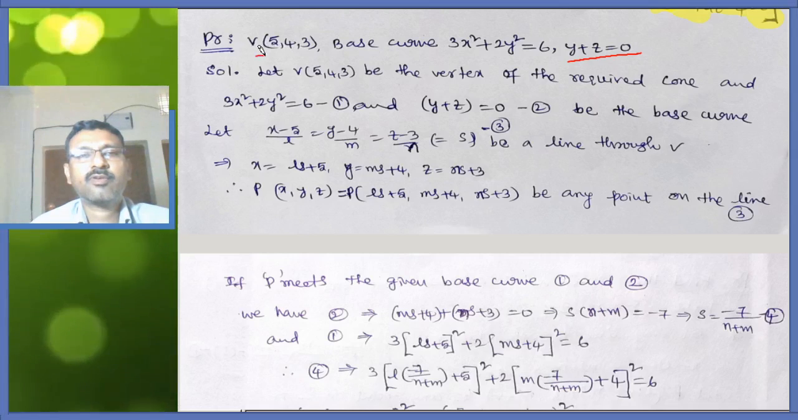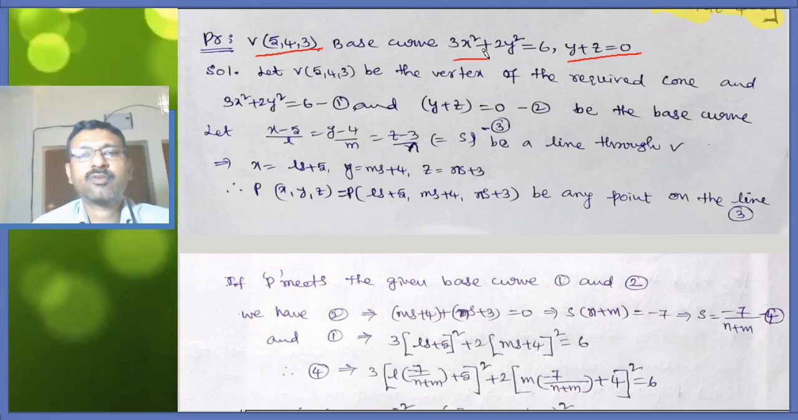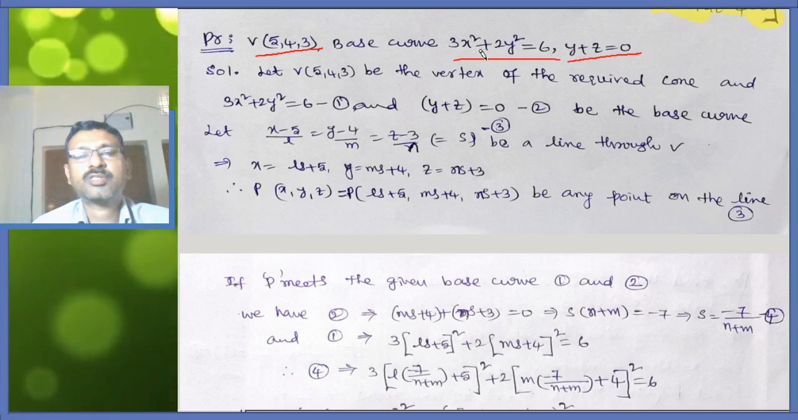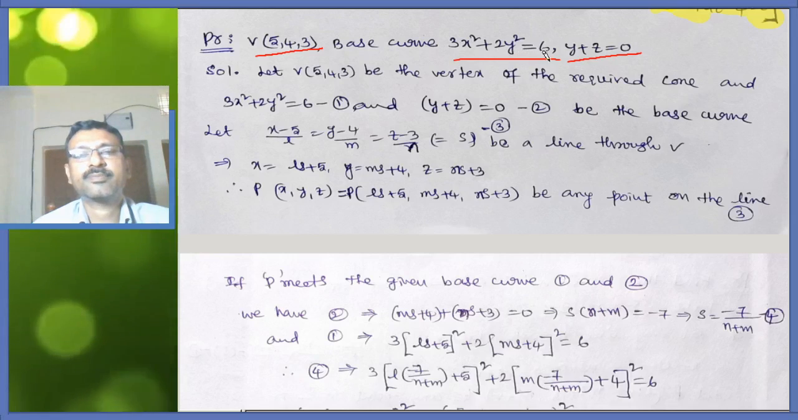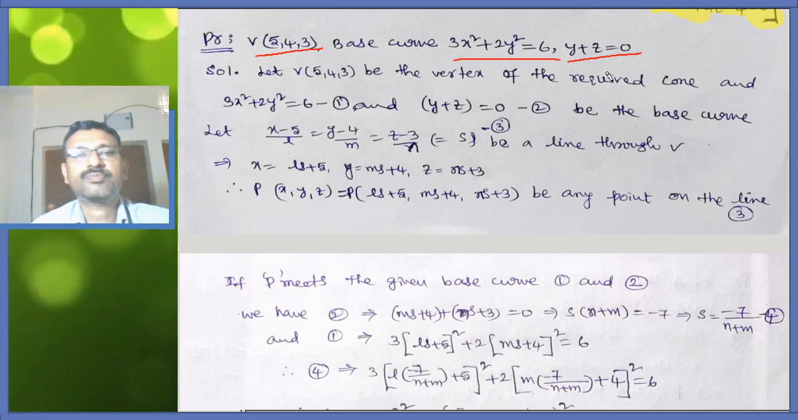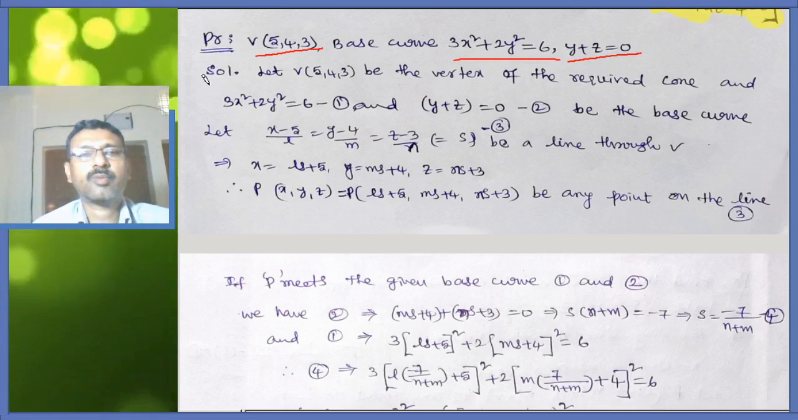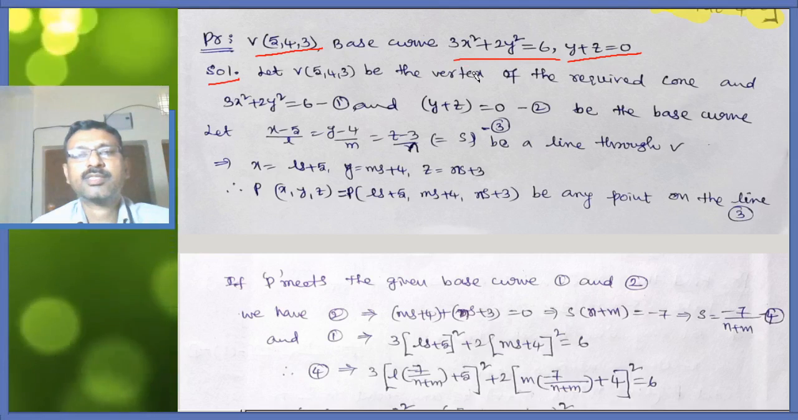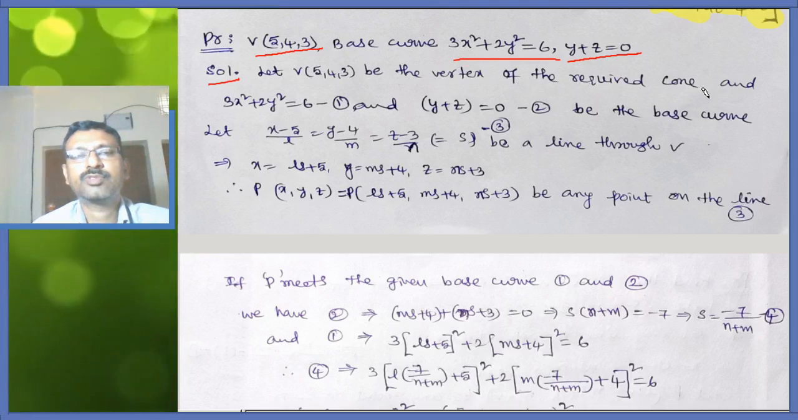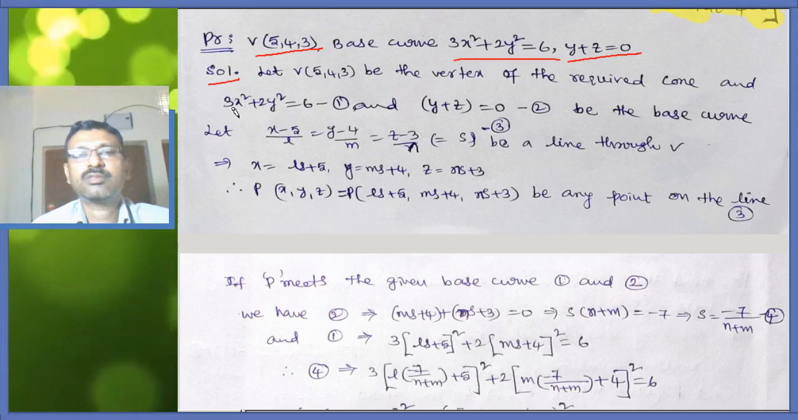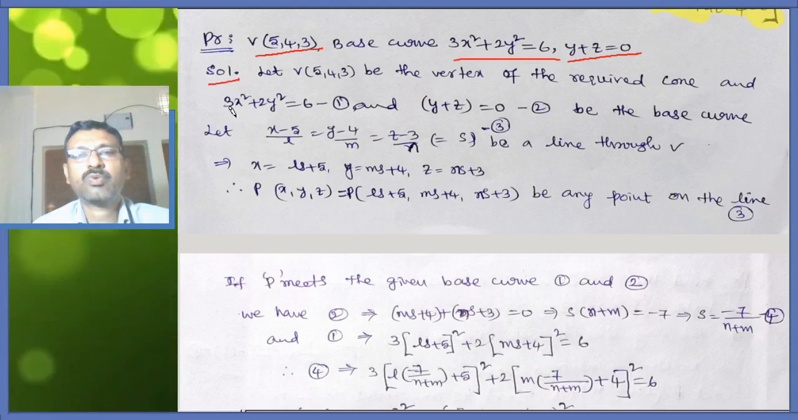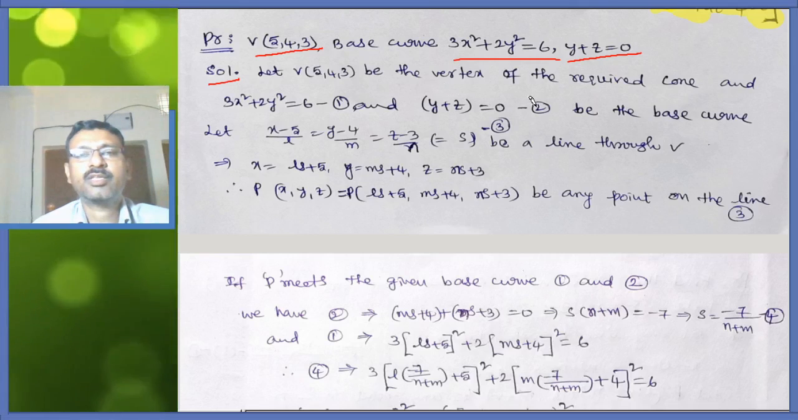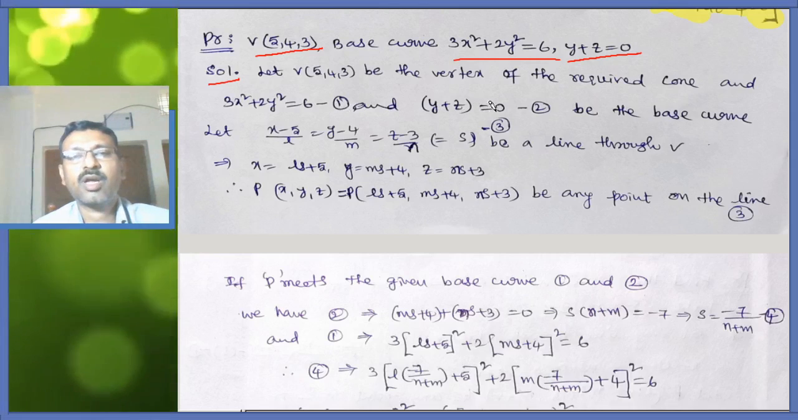So here the vertex V is 5, 4, 3 and the base curve is given by these two equations: 3x square plus 2y square equal to 6, y plus z equal to 0. Coming to the solution, let V 5, 4, 3 be the vertex of the required cone and the base curve, the guiding curve, 3x square plus 2y square equal to 6 and y plus z equal to 0. Let these equations be equation number 1 and number 2.